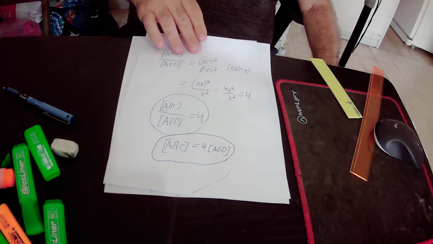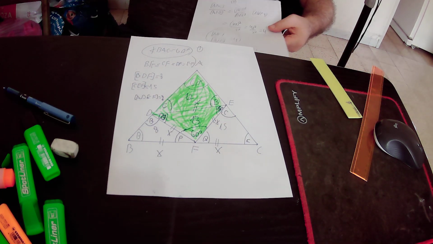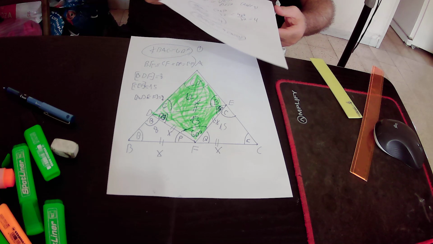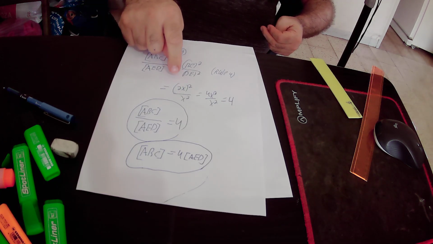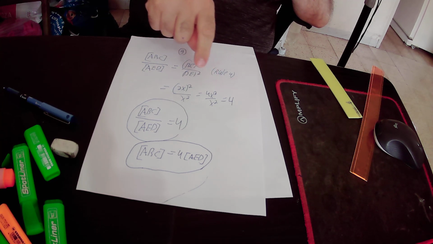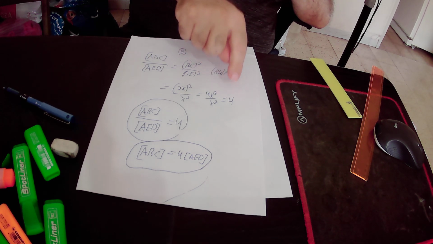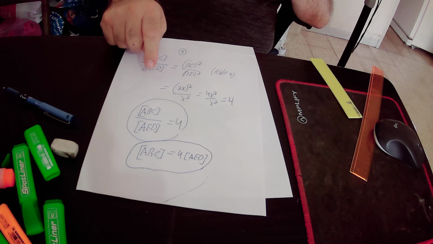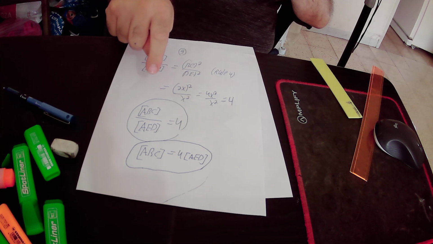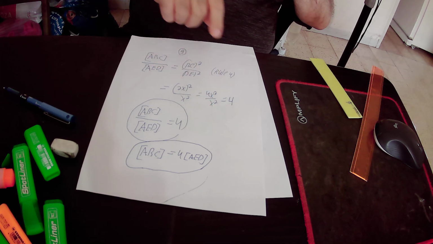So BC equals x plus x, that is 2x, and DE equals x. So BC square is 2x square and DE square is x square. 2x square is 4x square and x square is x square. 4x square over x square is 4. So the ratio between the area of triangle ABC to the area of triangle AED is 4, or triangle ABC is 4 times bigger than triangle AED.